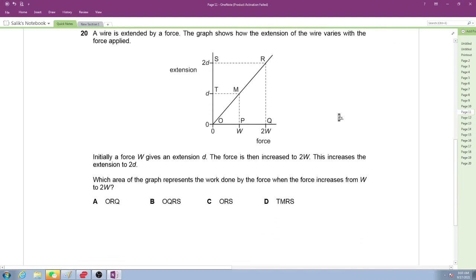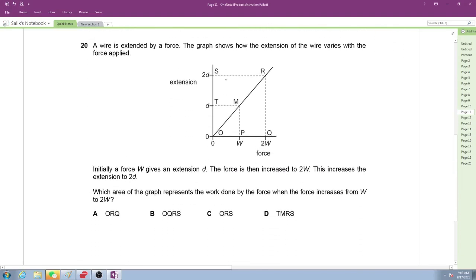Next question is 20, and this question is: a wire is extended by a force. The graph shows how the extension of the wire varies with force applied. This is extension, this is force. They said initially a force W gives an extension D. The force is then increased to 2W and the extension increased to 2D. Which area of the graph represents the work done by the force when the force increases from W to 2W?